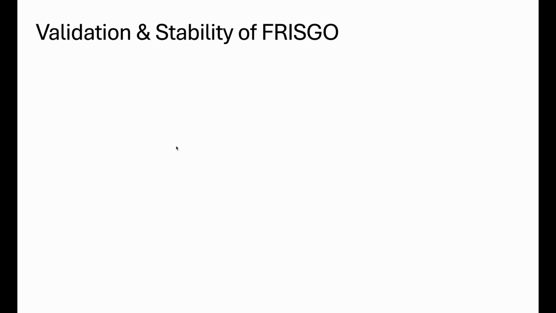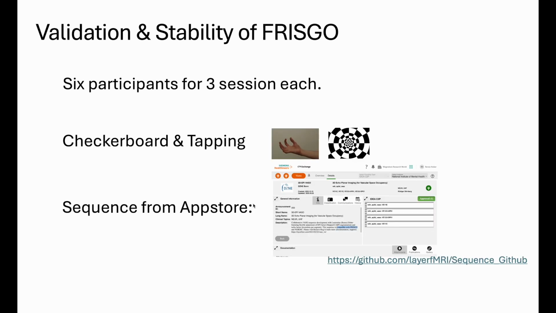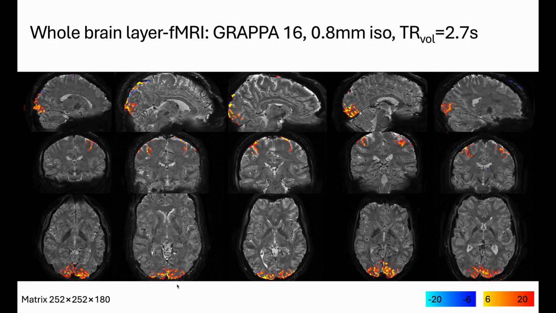We then wanted to validate FRISGO in 20 sessions using 6 participants with a checkerboard and a tapping experiment, and we used the sequence as we make it available on the Siemens App Store that is already FRISGO compatible, and we are doing the standard FRISGO implementation in LAYNII for this calibration. For whole brain layer dependent fMRI at 0.8mm resolution with less than 3 second TRs, you can see how it provides stable and robust results across all participants here.